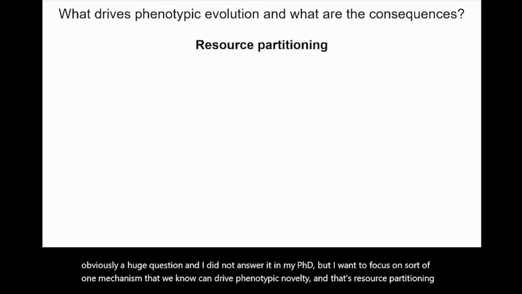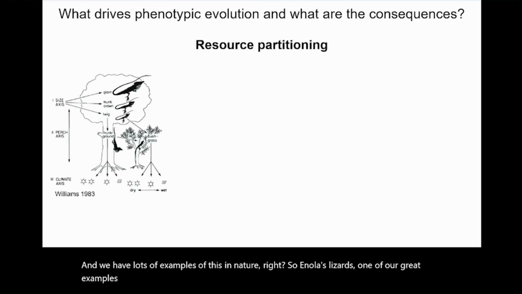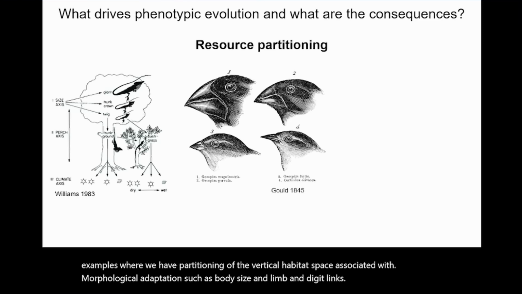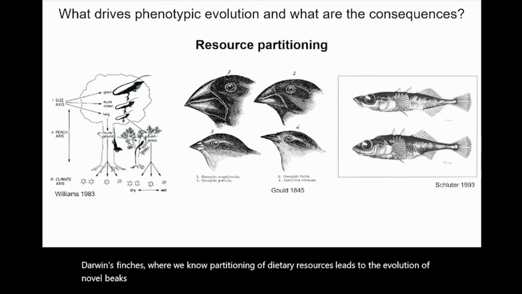And we have lots of examples of this in nature, right? So Anolis lizards, one of our great examples, where we have partitioning of the vertical habitat space associated with morphological adaptations such as body size and limb and digit lengths. Darwin's finches, where we know partitioning of dietary resources leads to the evolution of novel beak morphologies, and stickleback fishes, where we have the repeated evolution of benthic and limnetic forms.